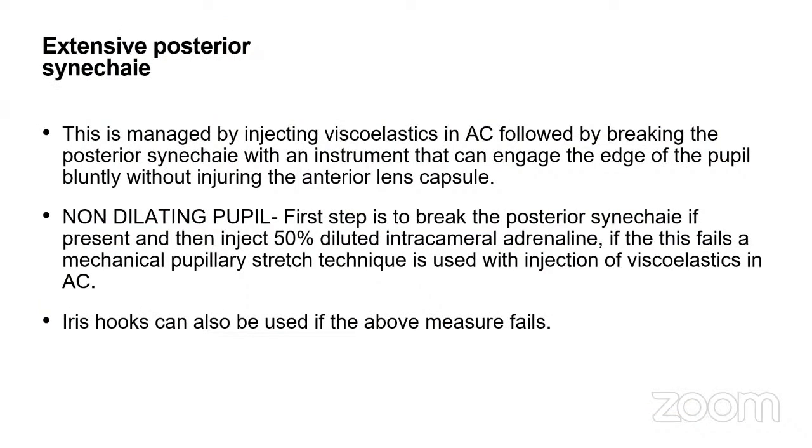Extensive posterior synechiae are managed by injecting visco in the AC, followed by breaking the posterior synechiae with an instrument that can engage the edge of the pupil bluntly without injuring the anterior lens capsule. In cases of non-dilating pupil, the first step is to break the posterior synechiae if present, and then inject 50% diluted intracameral adrenaline. If this fails, then a mechanical pupillary stretch technique is used with injection of viscoelastic in the AC. Iris hooks can also be used if the above measures fail.